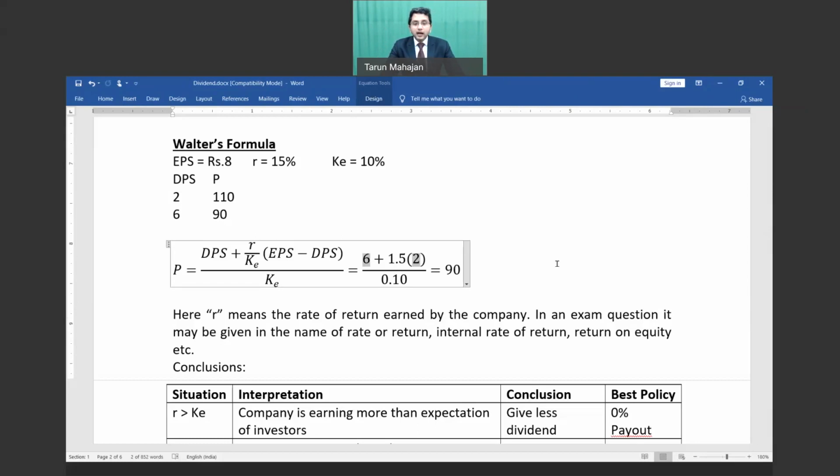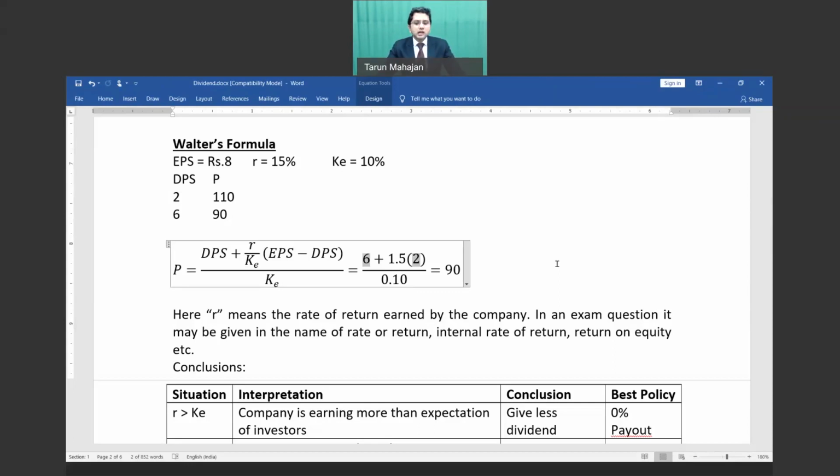And that's why I would like to keep more and more amount inside the bracket, because R is more than K. It means I would like to retain more and more amount and distribute less amount. Otherwise also it sounds logical. If investors are ready to give me money at 10% and I'm earning 15% in my business, there is no point in giving them dividend, because if I give them dividend, they will invest that money somewhere else at the rate of 10%. But if I retain that amount, I will reinvest that money in my business at the rate of 15% per annum. So I am making better utilization of money and that's why I should not give them dividend.